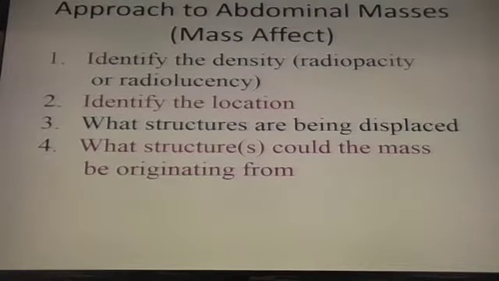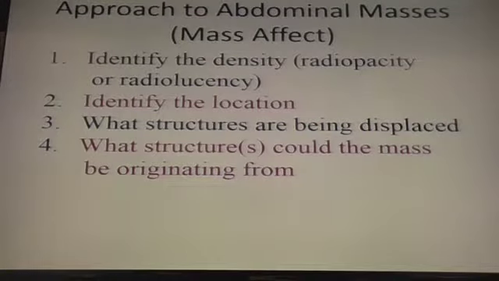So let's talk about masses. When you look at the abdomen, when you look at images, and you see a soft tissue opacity, and you say, gosh, I don't know what that is, I don't know where it's coming from. But if you use these 4 parameters, it helps you hone in on what you think might be going on. So 1, what density is it? If it's soft tissue opacity, is it radiolucent? If it's radiolucent, you'd be thinking some type of fatty mass. Soft tissue radiopacity, that could be anything.